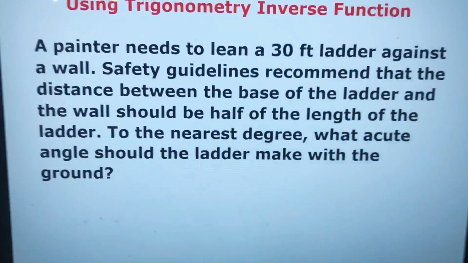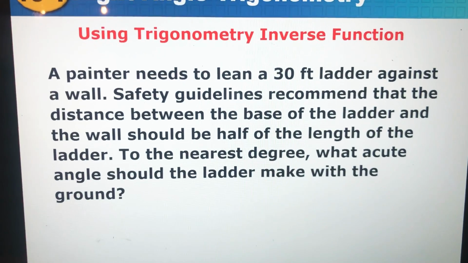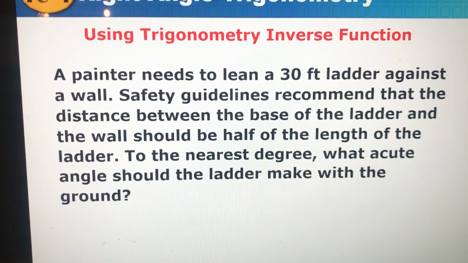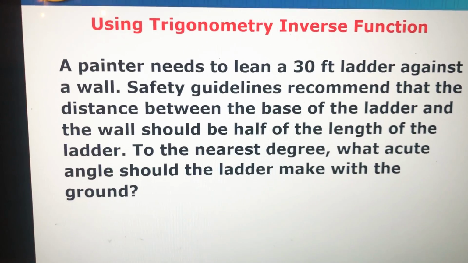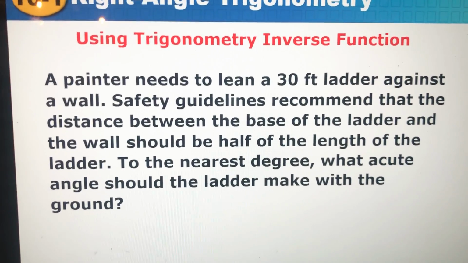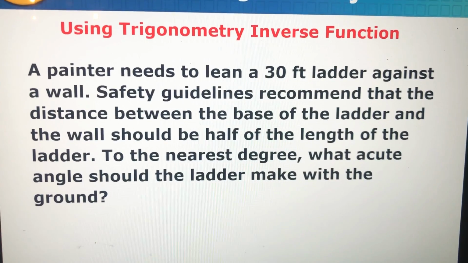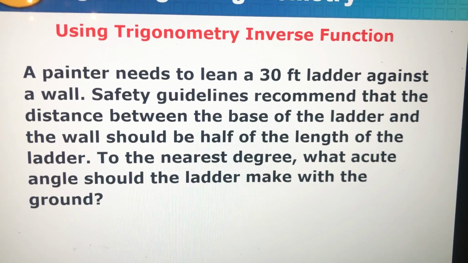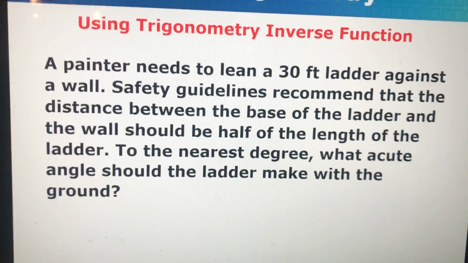Okay, so now I have a word problem we're going to do. A lot of the times you have to draw your own diagram. Sometimes they give you a little drawing, but a lot of the times they don't. So you have to think about real life, what the situation would look like, and draw it. So a painter needs to lean a 30-foot ladder against the wall. Safety guidelines recommend that the distance between the base of the ladder and the wall should be half of the length of the ladder. To the nearest degree, what acute angle should the ladder make with the ground?